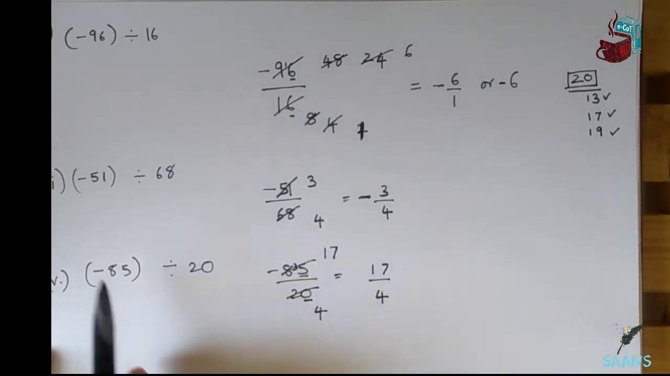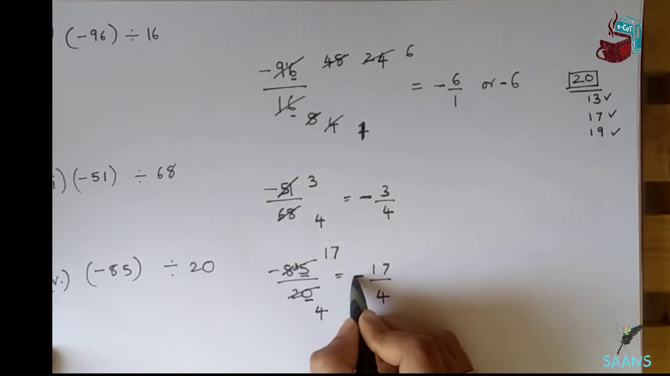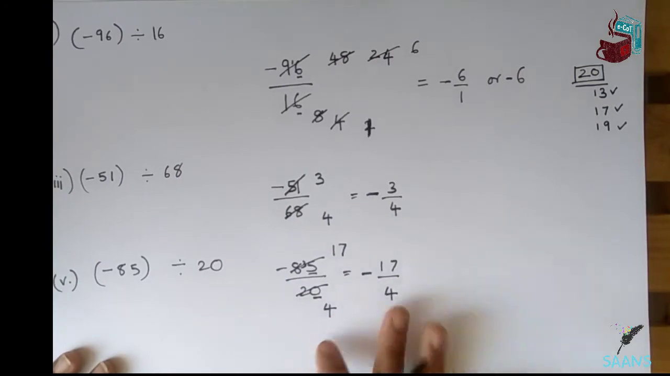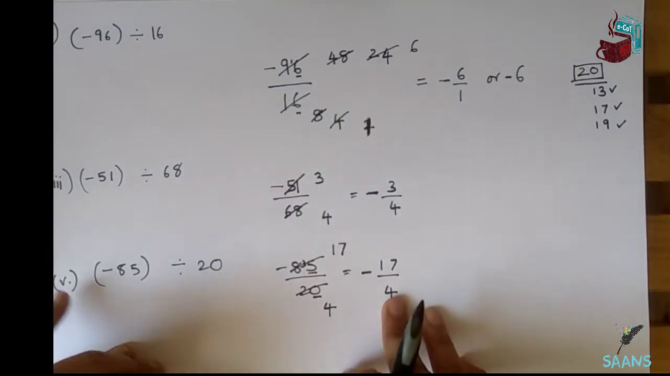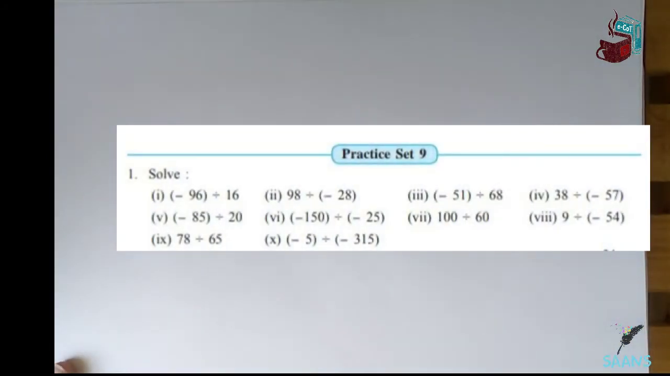But let's see the sign. Negative integer divided by positive integer, quotient will be negative. It's an easy way to go about it. I wish you all to do the sum in the same manner. Okay, let's see. So we finished 1, 3, 5. Let's go to sum number 7.